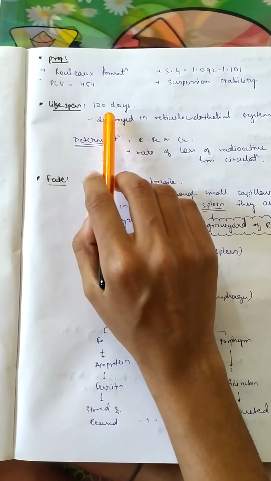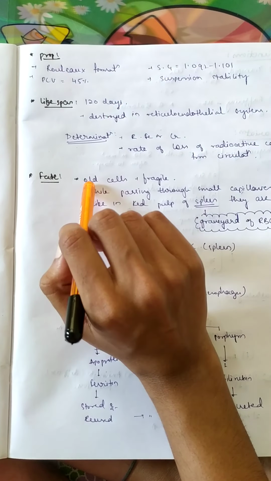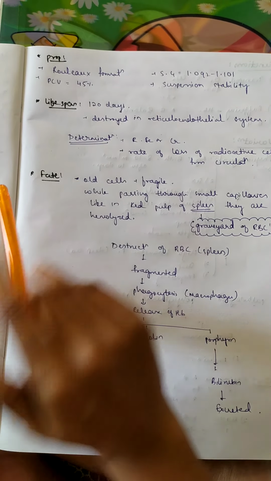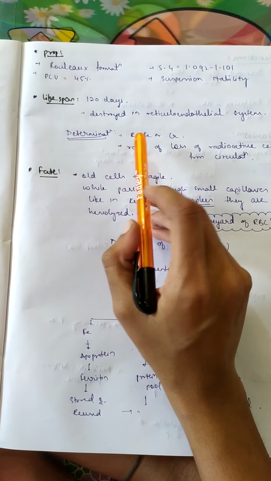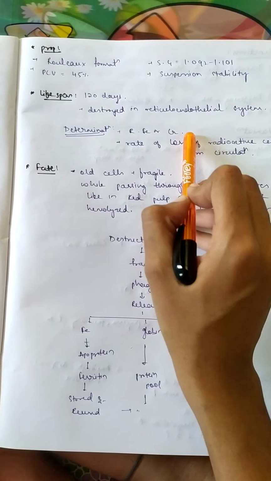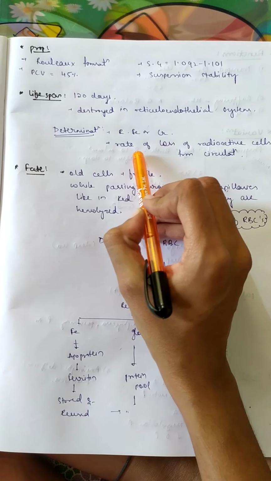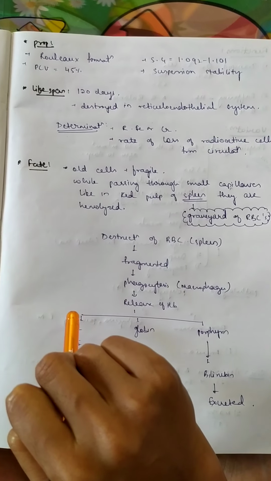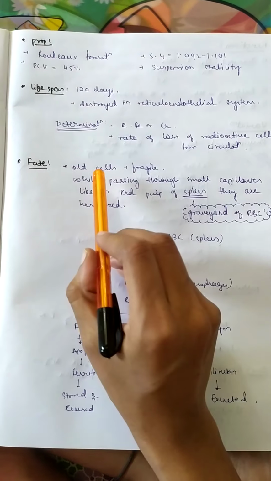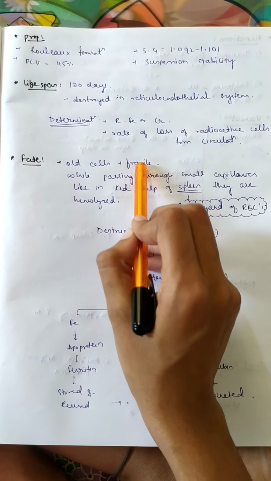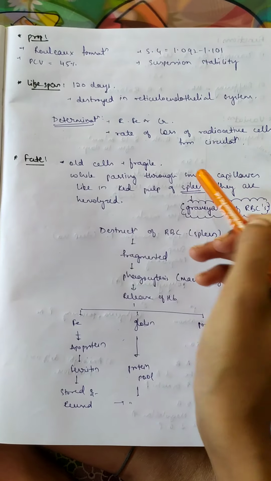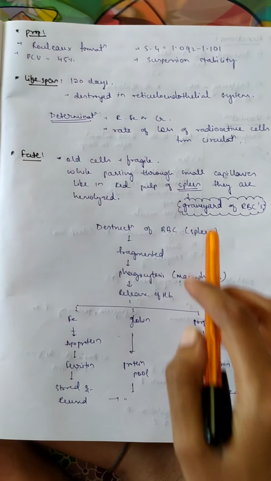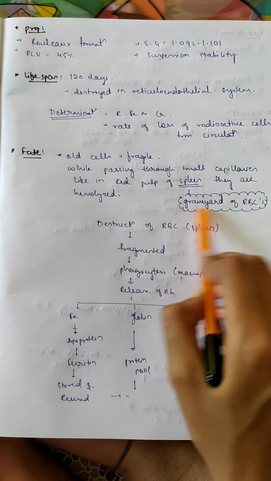Lifespan of RBCs, it is well known, it is 120 days. It is being destroyed in the reticuloendothelial system. We can determine the lifespan of RBCs with the help of radioactive iron or radioactive chromium. The procedure is we calculate the rate of loss of radioactive cells from circulation. Coming to the fate of RBCs. Old cells become fragile. So, when they pass through small capillaries, like the ones present in the red pulp of spleen, they are hemolyzed. Hence, spleen is also called the graveyard of RBCs.